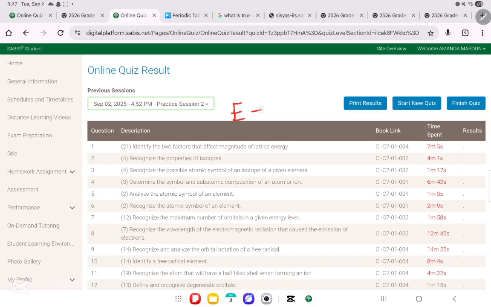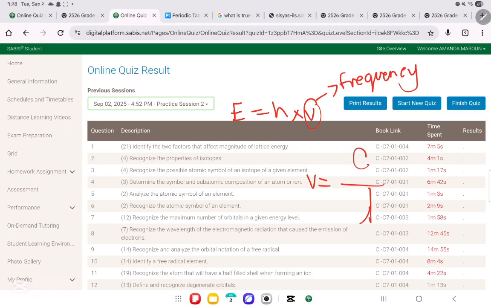Then, what do we have after this? We have that energy is equal to Planck's constant times v. v is what? v is frequency. And then v is equal to the speed of light in a vacuum over lambda. And free radical means it has free or unpaired electrons. I'm just seeing if there's anything else I need to add.